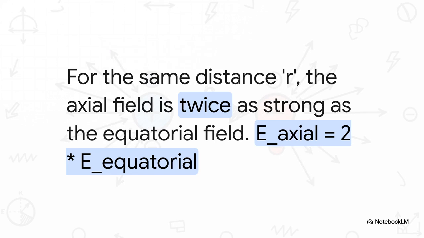Let's just put that key fact on its own so it really sinks in. If there is one single relationship you burn into your memory from this entire explainer, it is this one. The axial field is double the equatorial field. This is a classic exam question, and now you know the answer.